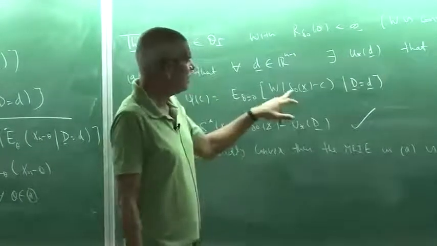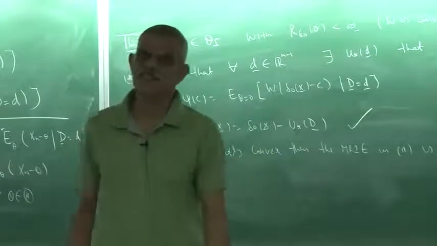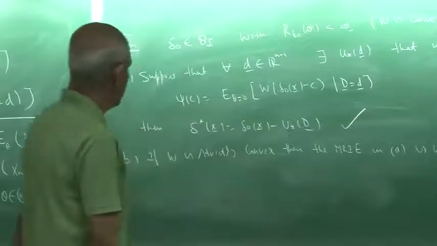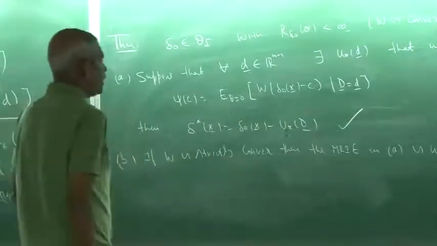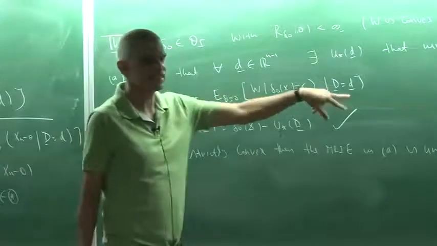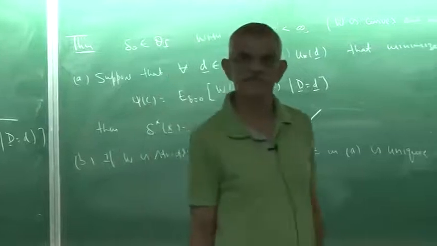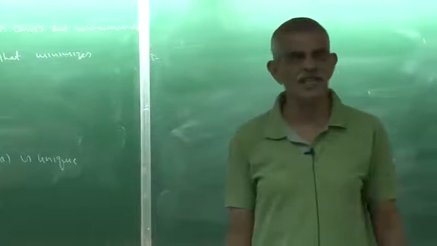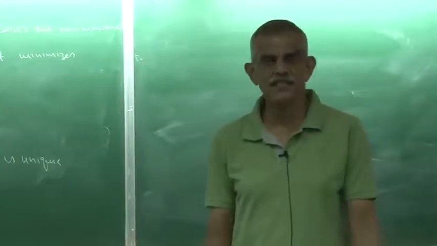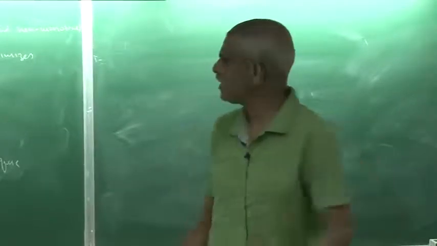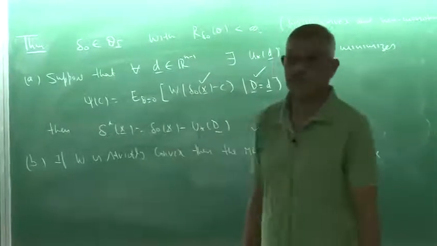Now note that if this conditional expectation was same as unconditional expectation, my life would be still much simpler. So this suggests if I can choose delta naught x such that delta naught x and D are independent, then I don't have to deal with this conditional expectation. I have to deal with unconditional expectation, and minimizing that could be an easier job. So I should choose delta naught x such that delta naught x and D are independent.